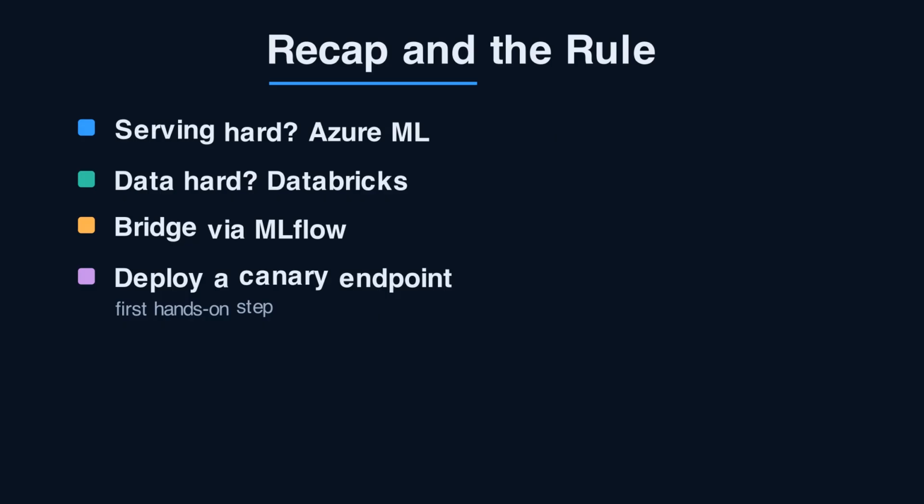Here's my rule of thumb. If serving and model governance are the hard part, start with Azure ML. If wrangling terabytes into features is the hard part, start with Databricks and connect the two through MLflow if you need both. One concrete next step: spin up an Azure ML workspace and deploy a registered model to an online endpoint with a 90-10 traffic split. You'll feel the managed serving advantage in about an hour.